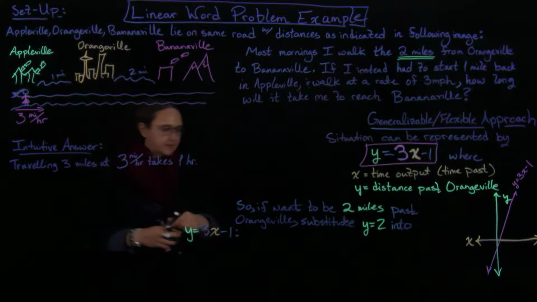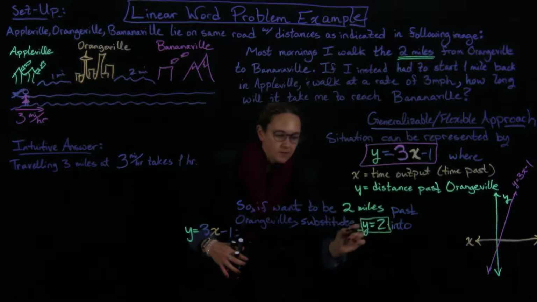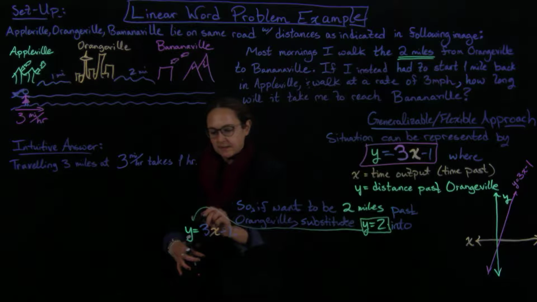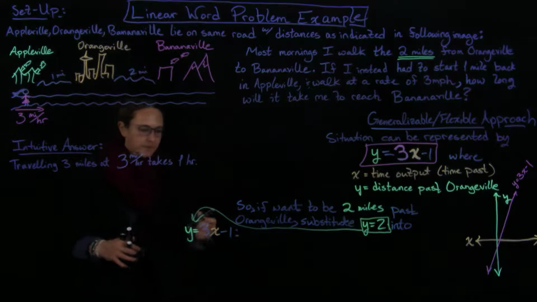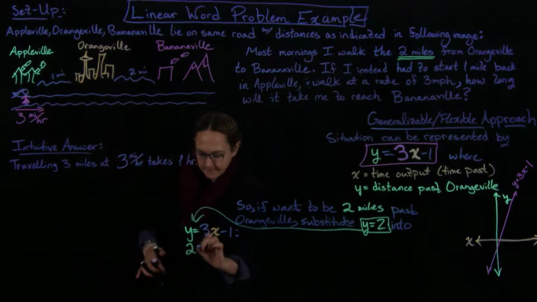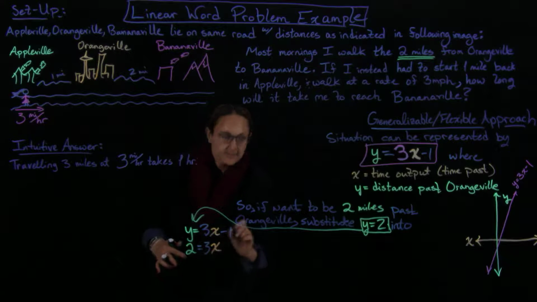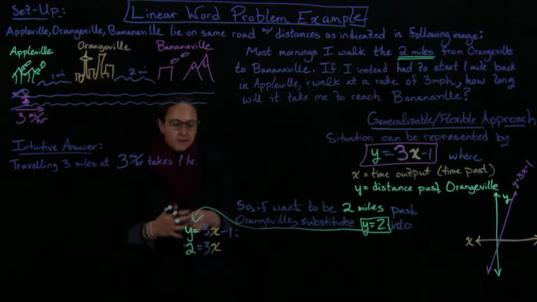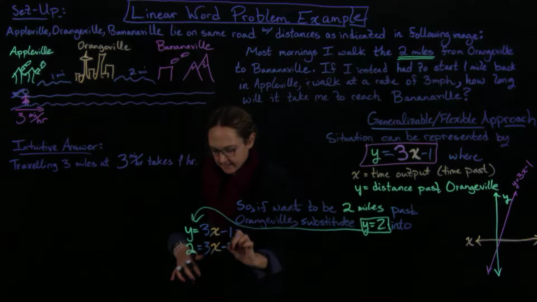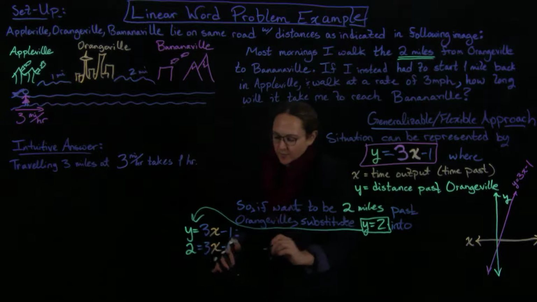Right, so we want to put this y equals 2 into there. I have this y equals 2, and I want that to go into here. So that gives me that 2 is going to equal 3x minus 1. I know I'm solving for this x, because x is going to give me my time output.